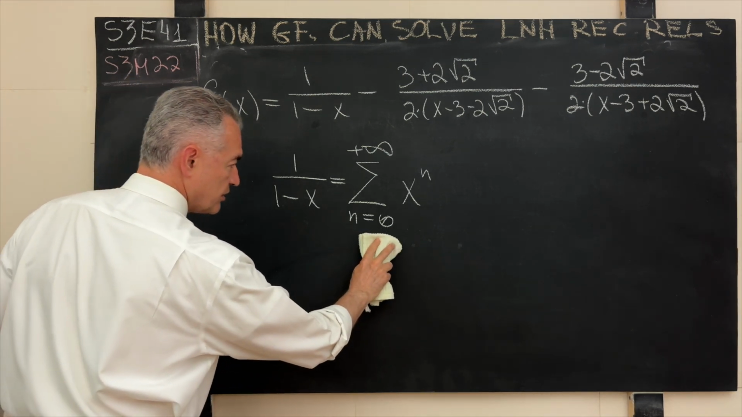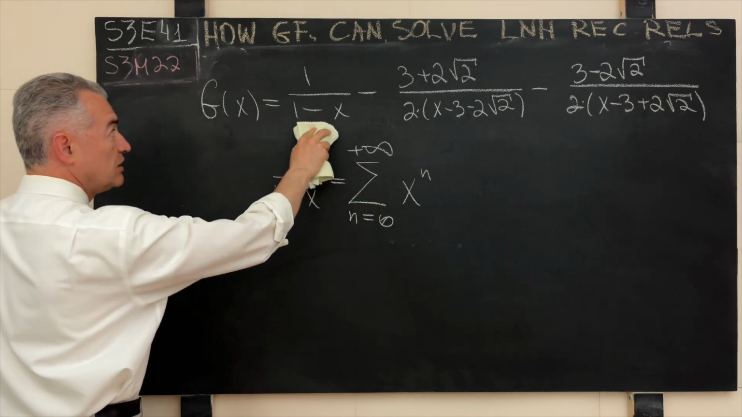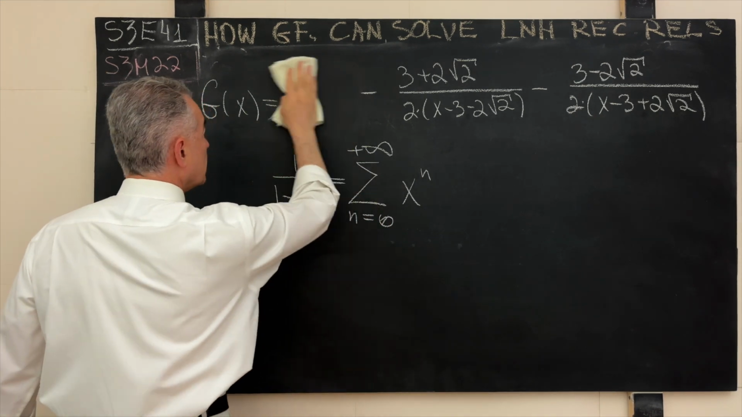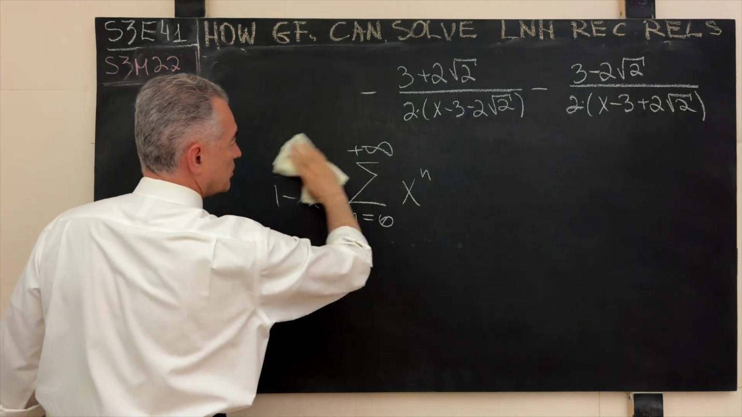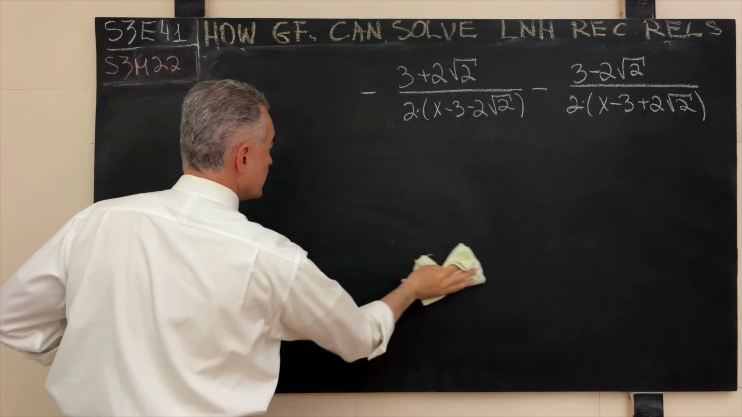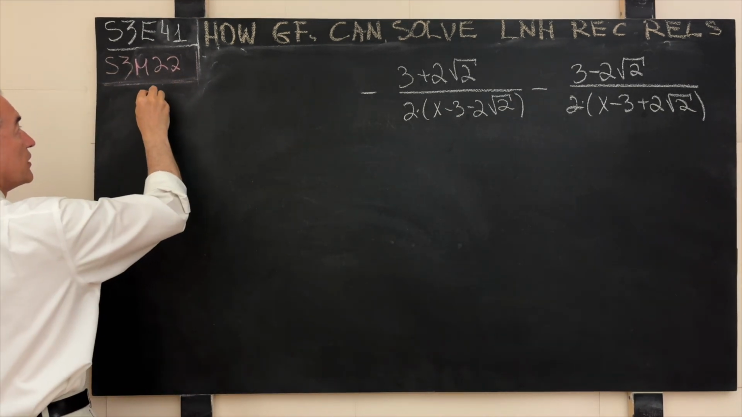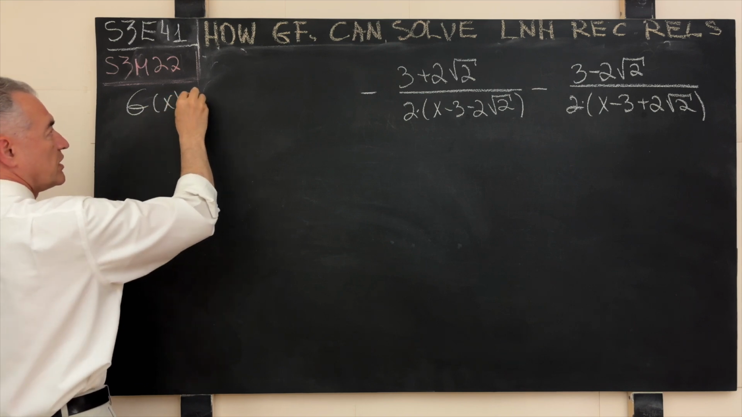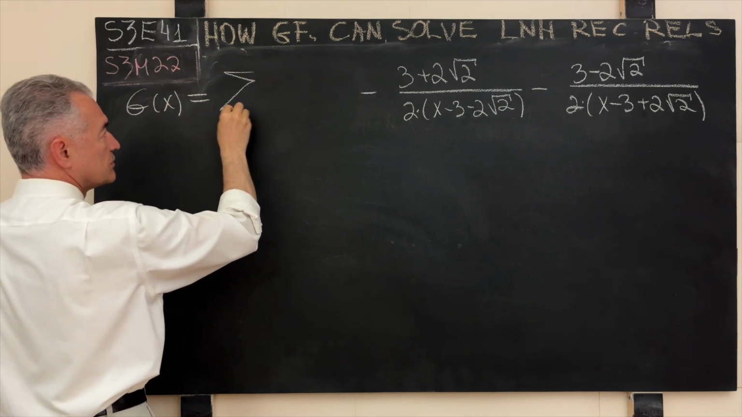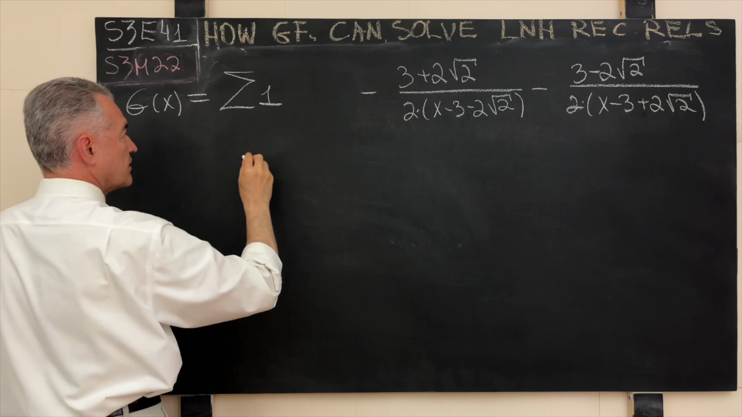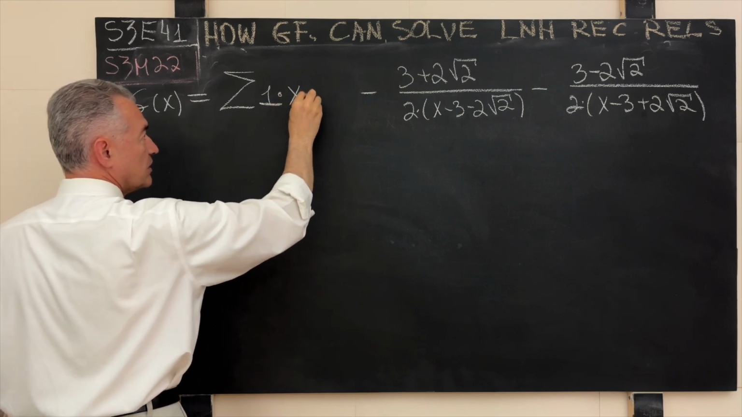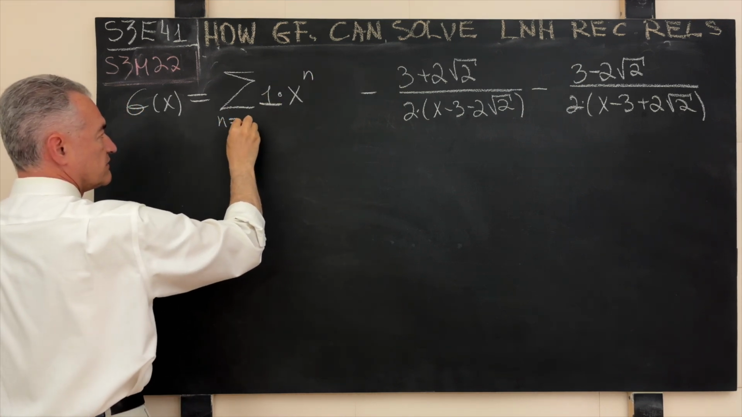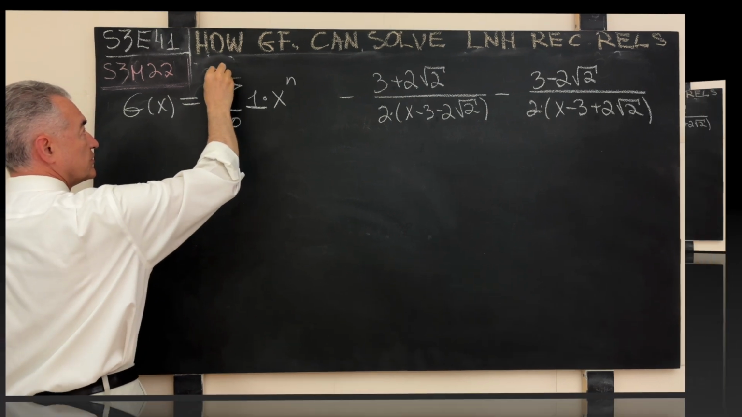Now we substitute the power series representation into the general view of our generating function, and we write it as follows: g of x is equal to the sum of, let's write it suggestively, 1 times x^n, where n varies from 0 to positive infinity.